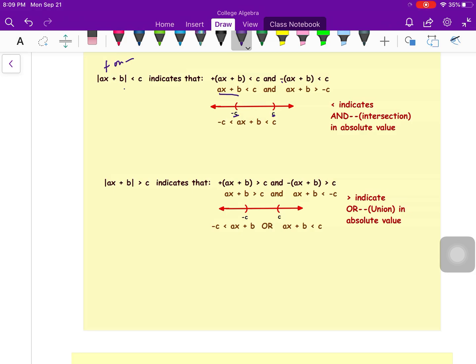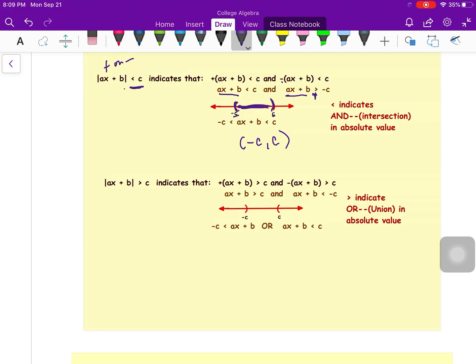So it says my values are left of c, so that's an open parenthesis to the left, and my values are right of -c, so that's an open parenthesis to the right. So that means I have from -c to c. Notice that when it is less than with absolute value, I am in between my two values.